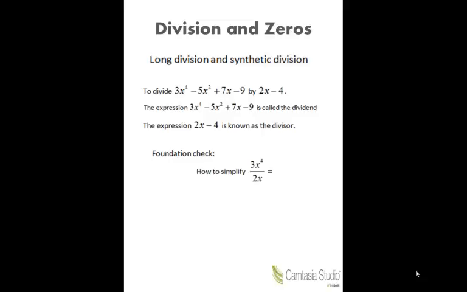Let's have a foundation check. If I have 3x to the 4, which is the leading term of my dividend, and 2x minus 4, from here the leading term is 2x. So we just want to see if I can simplify this. You cannot divide 3 by 2, so keep it as it is, 3 over 2. X to the 4 over x gives me x to the 3. Now I want to see if I distribute 3 over 2 x to the 3 to 2x minus 4, how do we get the answer? Here 3x to the 4 minus 6x cubed.